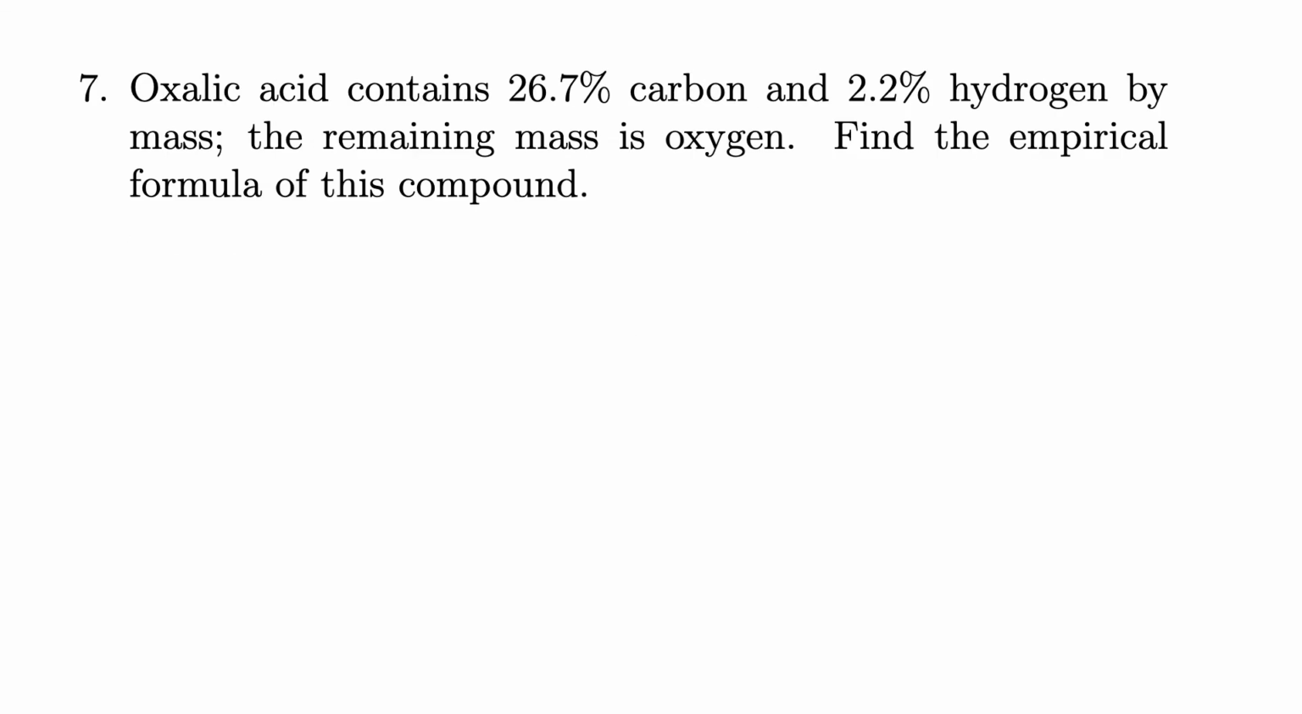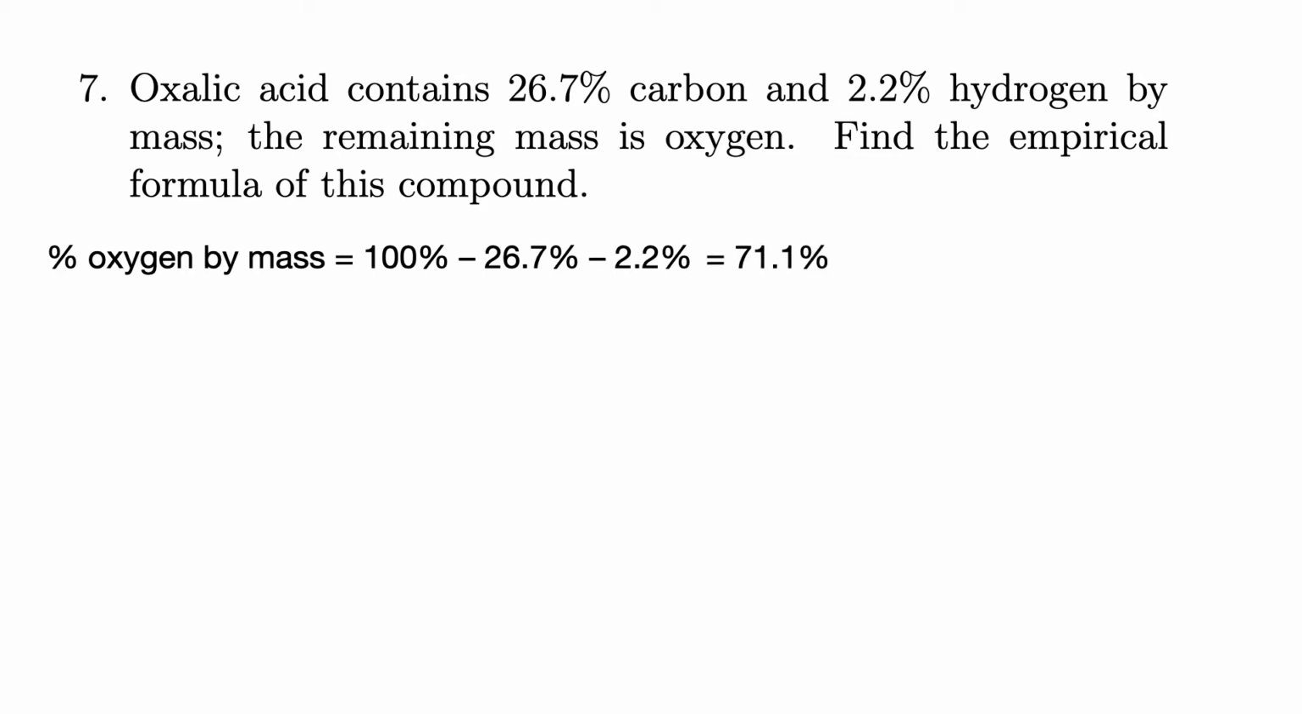Okay, next question. Oxalic acid contains 26.7% carbon and 2.2% hydrogen by mass. The remaining mass is oxygen, and we want to find the empirical formula for this compound. So first off, I'm going to find the percent mass of oxygen, and that's going to be 100% minus the 26.7% carbon minus 2.2% hydrogen, and so that works out to be 71.1% oxygen, or in other words, 71.1 grams out of every 100 grams of compound is oxygen.